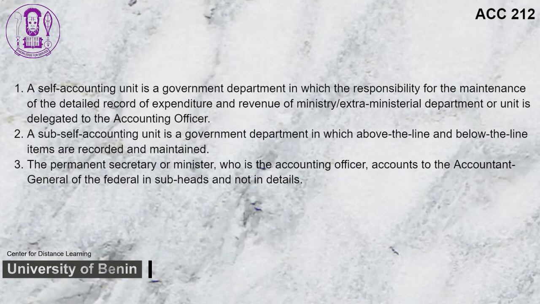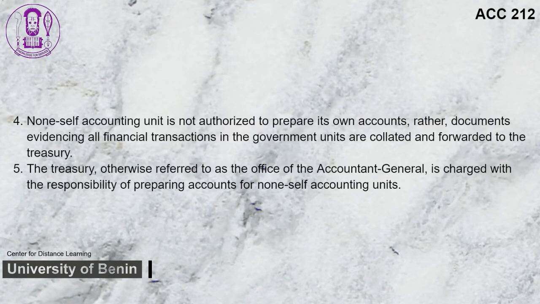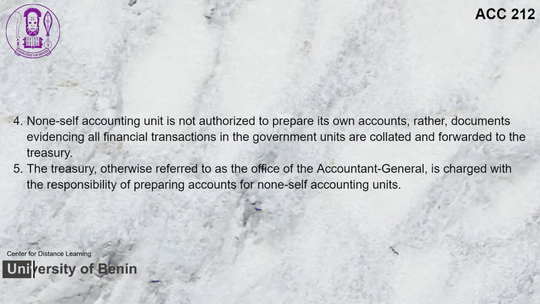4. Non-self-accounting unit is not authorized to prepare its own accounts. Rather, documents evidencing all financial transactions in the government units are collated and forwarded to the Treasury. 5. The Treasury, otherwise referred to as the Office of the Accountant General, is charged with the responsibility of preparing accounts for non-self-accounting units.